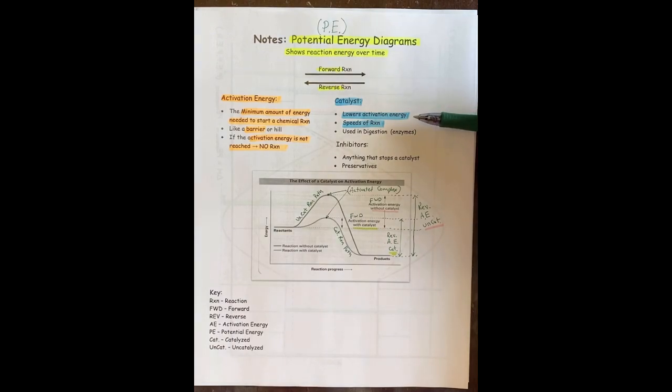Catalysts. They lower the activation energy. They also speed up chemical reactions, and they're used in digestion. The main thing that we're going to talk about here is that they lower activation energy. And I'll explain that in a second.